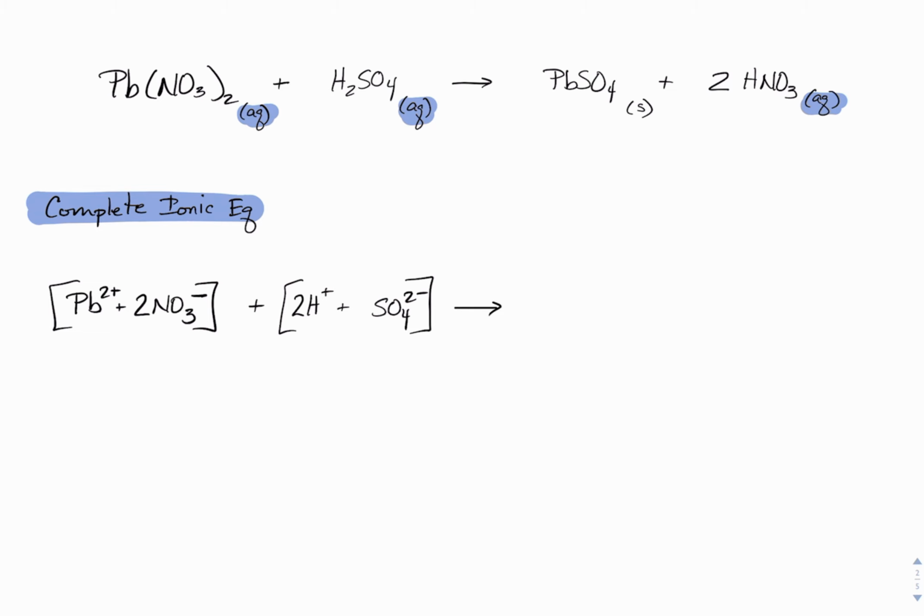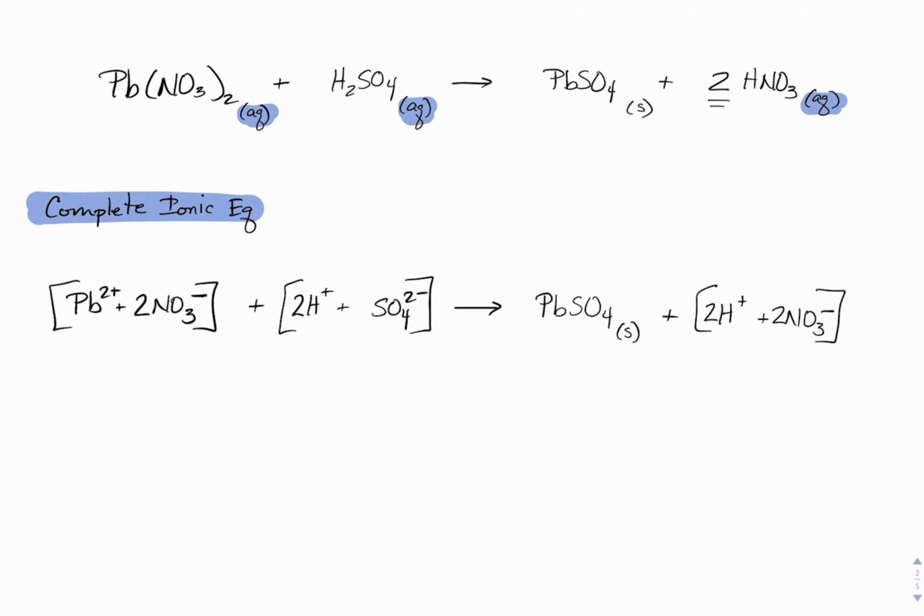Yields, and then I don't write anything solid, liquid, or gas in any other form than what they are, so we don't separate them into ions. So I'm going to leave lead(II) sulfate as is, and then I'm going to take my nitric acid and write it in ionic form. So I have H plus and NO3 minus, and keep in mind there's a 2 coefficient here, so I'll put a 2 here and a 2 here and bracket that.